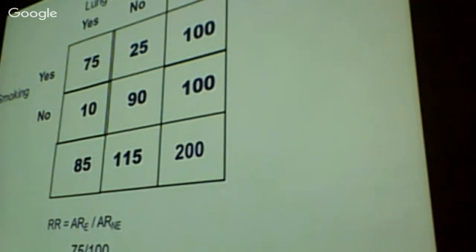That's a huge number, huge. That tells me that yes, smoking is much riskier than non-smoking when it comes to getting lung cancer. It doesn't mean if I don't smoke, I'm guaranteed not to get cancer. It just means if I do smoke, the risk of getting it increased by 7.5 times.